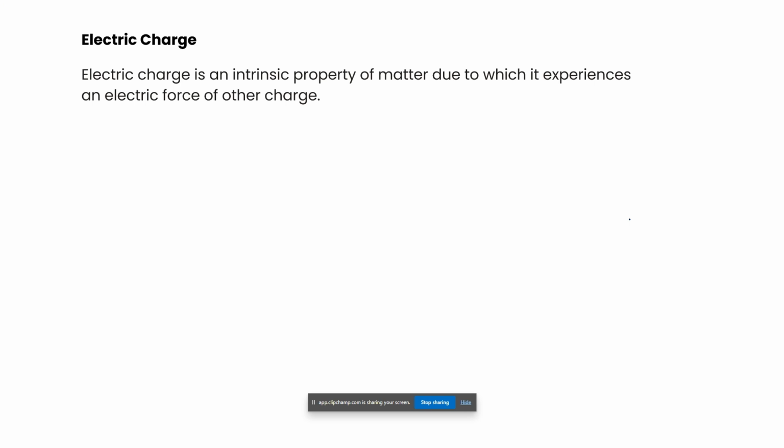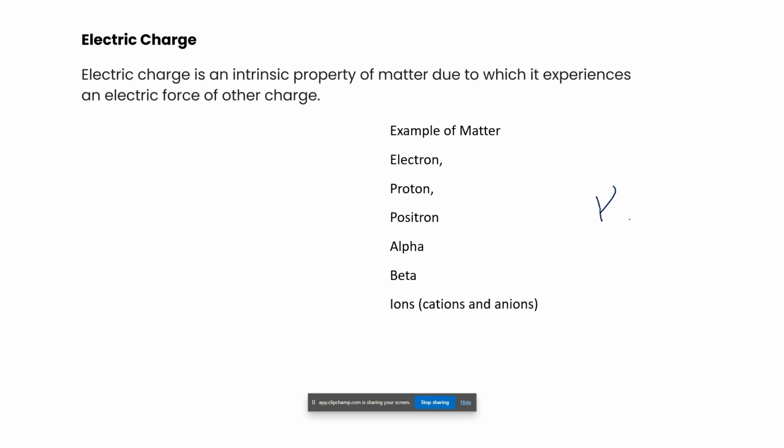Now what is the matter here? The matter, as examples, is electron, proton, alpha, positron, beta, ions. In ions, an example is the HCl molecule. In HCl, H is positive, Cl is negative. So positive ion, negative ion. These are also examples of particle matter.